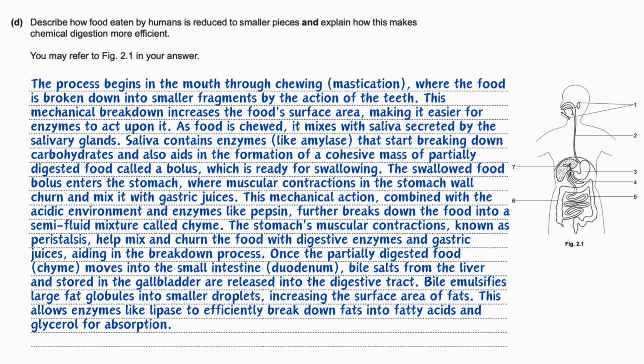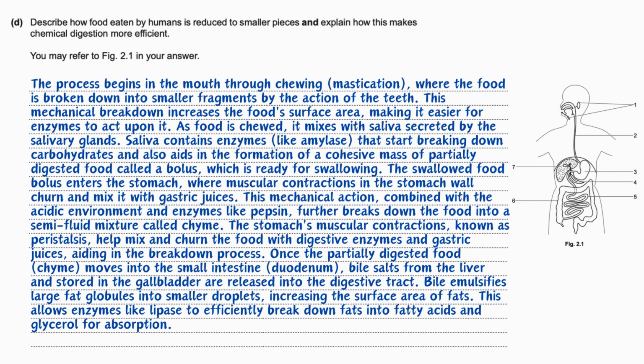The swallowed food bolus enters the stomach, where muscular contractions in the stomach wall churn and mix it with gastric juices. This mechanical action, combined with the acidic environment and enzymes like pepsin, further breaks down the food into a semifluid mixture called chyme. The stomach's muscular contractions, known as peristalsis, help mix and churn the food with digestive enzymes and gastric juices, aiding in the breakdown process.